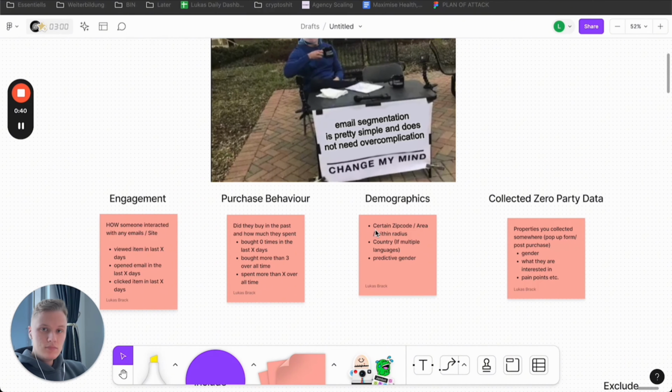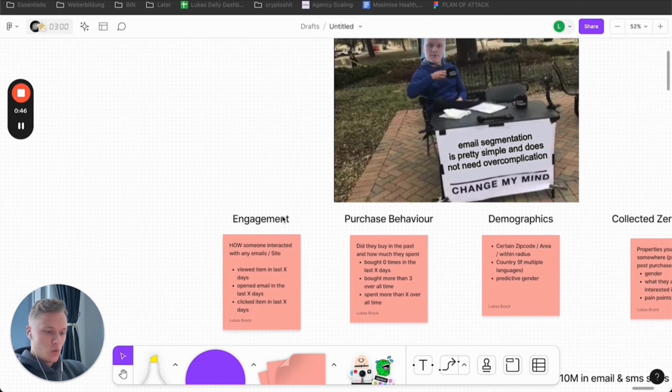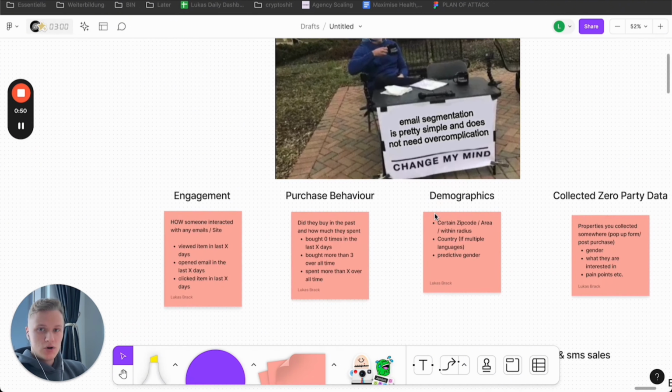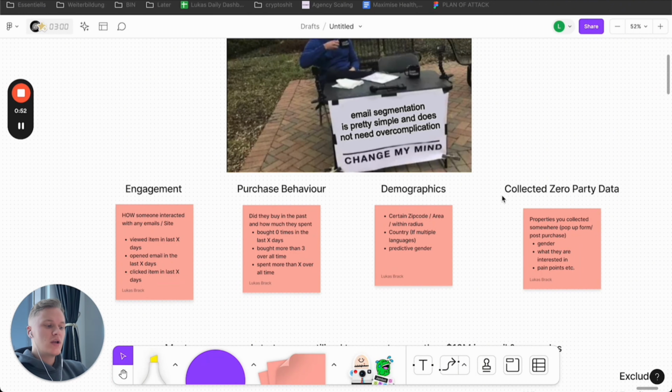So mainly, there are only 4 ways to actually segment someone when it comes to Klaviyo, at least that actually make sense. We have engagement, we have purchase behavior, we have demographics, and then we also have our collected zero-party data. Let's go through engagement first.